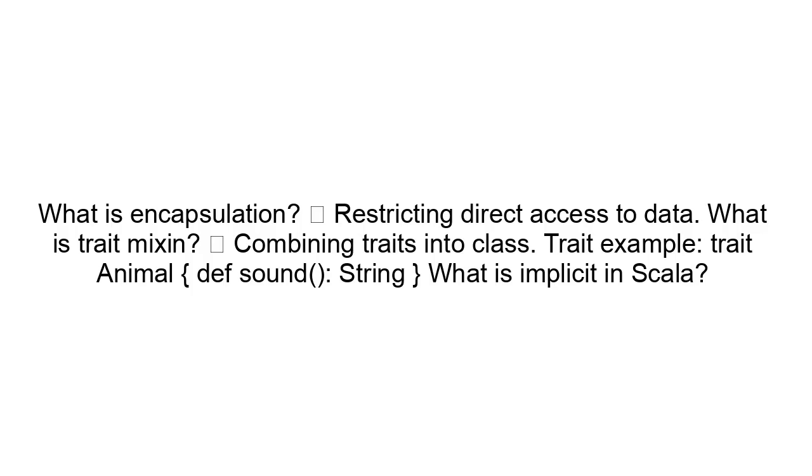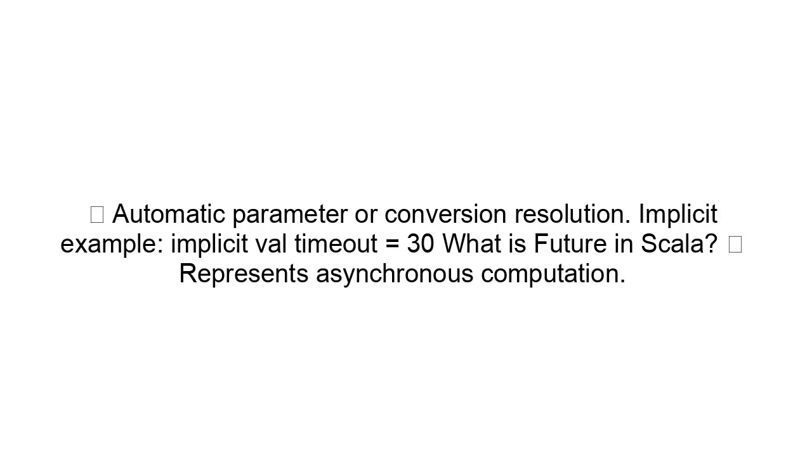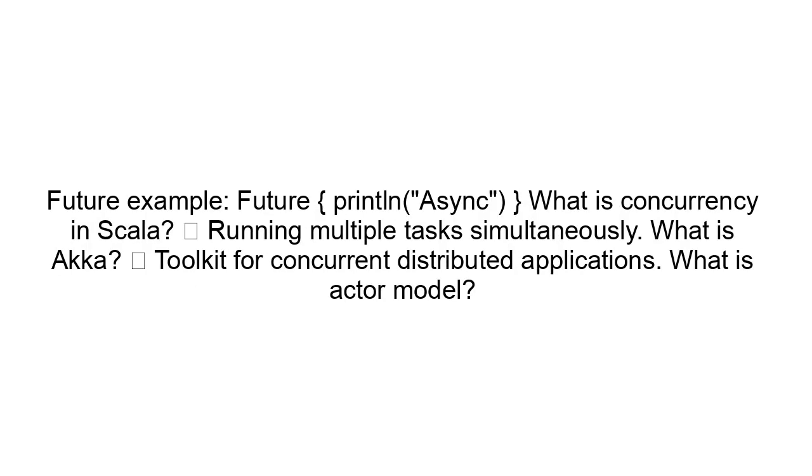What is implicit in Scala? Automatic parameter or conversion resolution. Implicit example: implicit val timeout = 30. What is Future in Scala? Represents asynchronous computation. Future example: Future { println("async") }. What is concurrency in Scala? Running multiple tasks simultaneously.